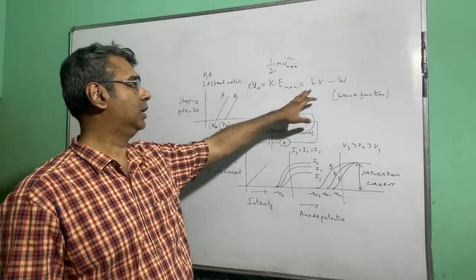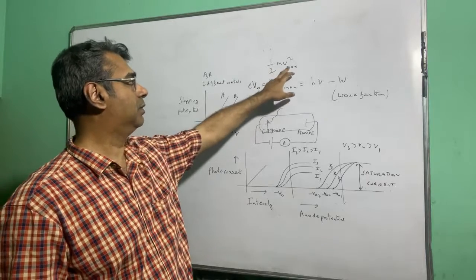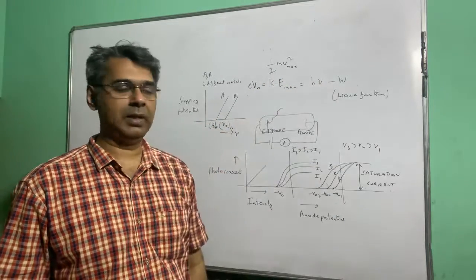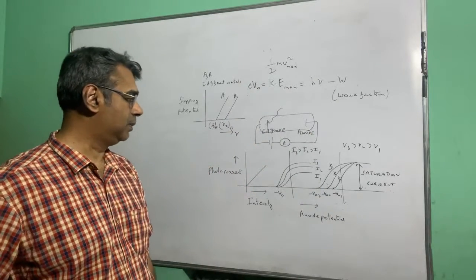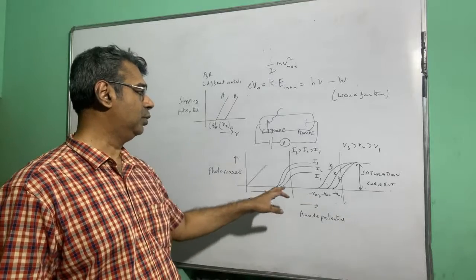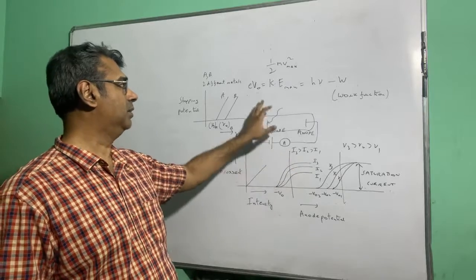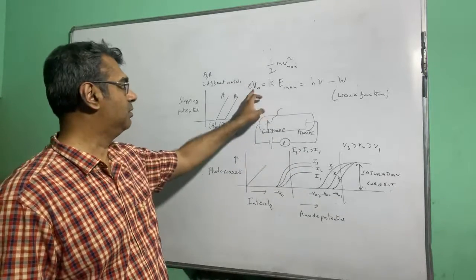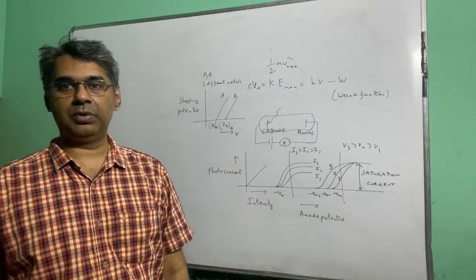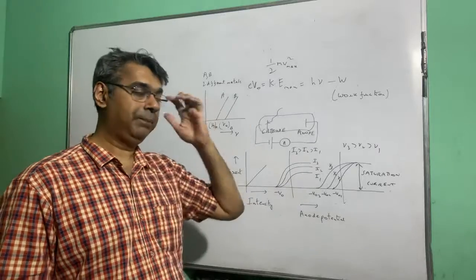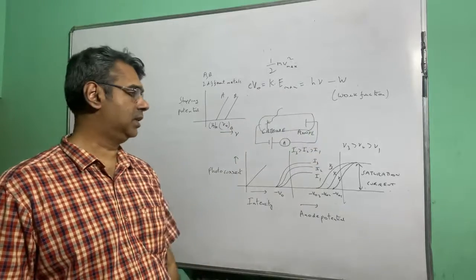So E into V0 is h into frequency minus work function. That means EV0 is half mv square max is h into frequency minus work function. This is the full equation of the photoelectric effect, and it explains that when you change the intensity, V0 is not affected, because V0 depends on frequency, not on intensity. That confirms why stopping potential is not related to the intensity.